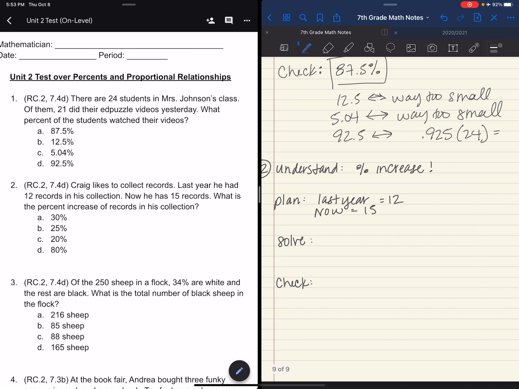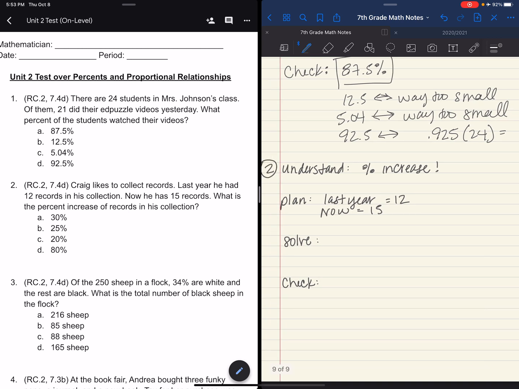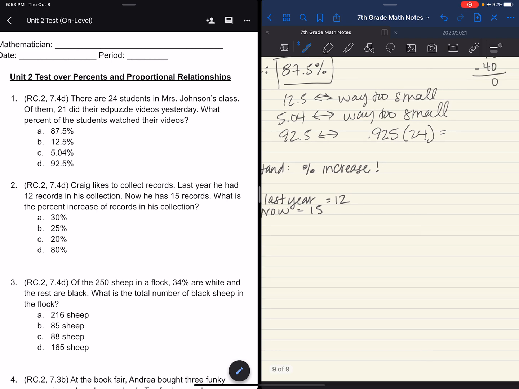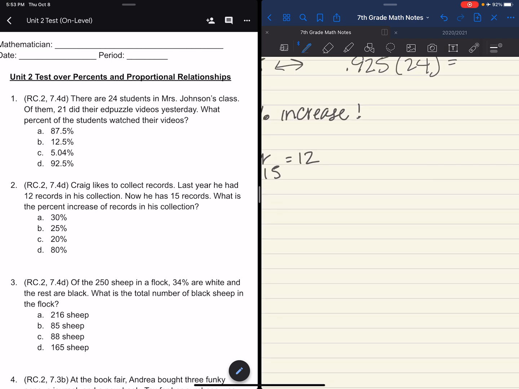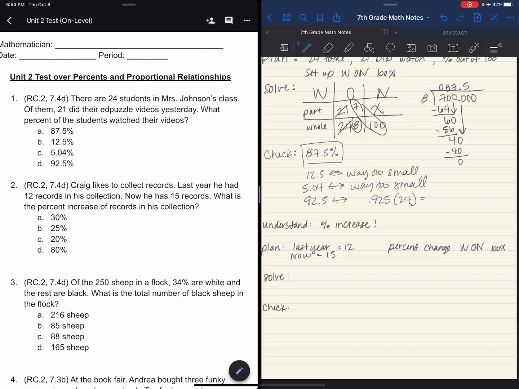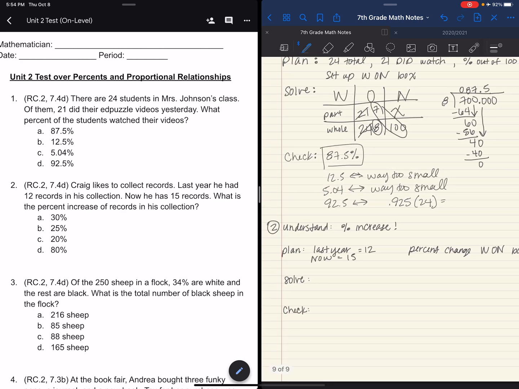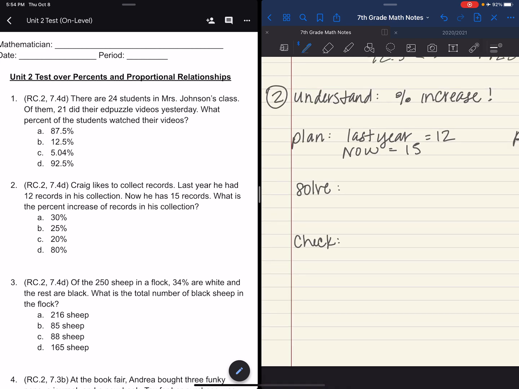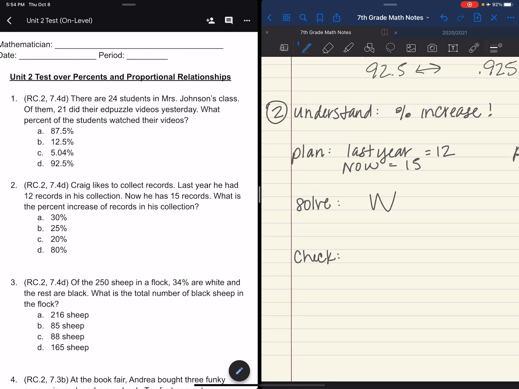And to solve this, I am going to create a 1 box. So I am going to do a percent change 1 box. Okay, to solve, I'm going to set up my 1 box. W-O-N. I'm going to have to rewrite that word check.